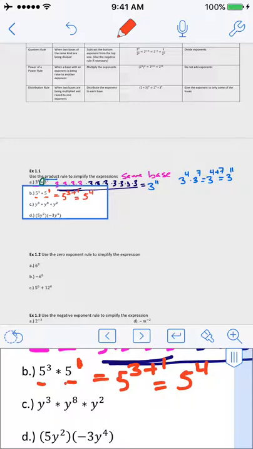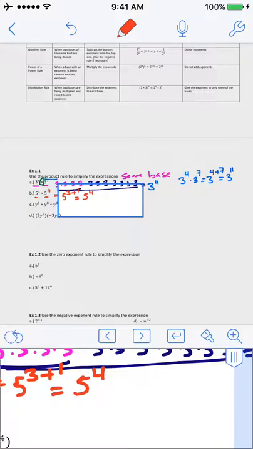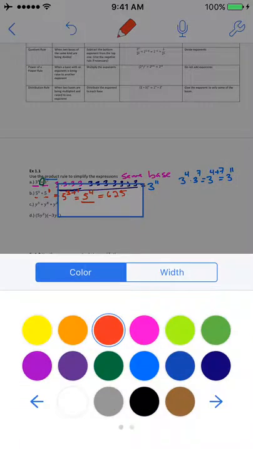Now again, from here you could go on and further simplify. 5 to the 4th would be 5 times itself 4 times, which would be 5 times 5 is 25, times 5 is 125, times 5 is 625. So technically you could simplify this one more and say 625, but this is where the important information of this problem comes out, how to combine to get 5 to the 4th. Alright, let's continue on to the next one.